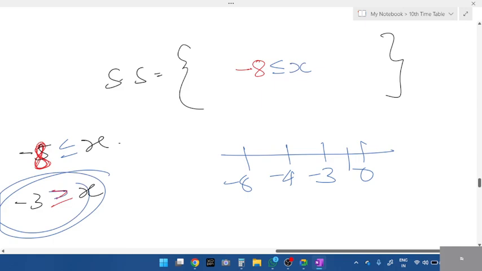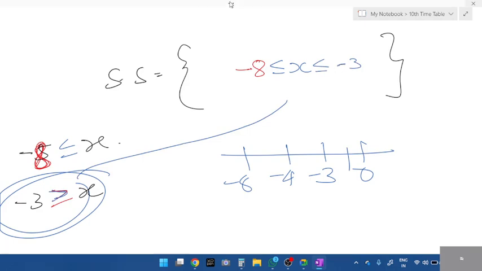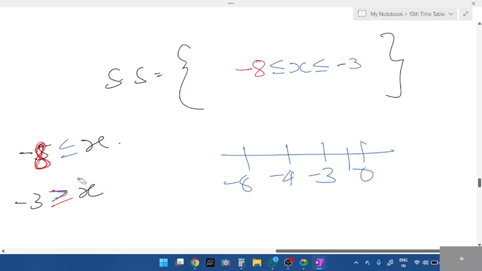Second equation. Which side is the arrow facing, students? X or 3? Less than equal to -3. Is this clear? All of you understood how to write solution set?